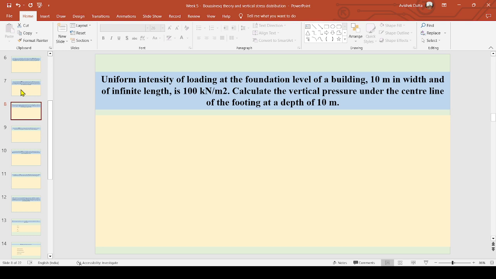Here we have a footing, foundation level of a building, which is 10 meters in width, and we are going to consider infinite length of this footing. And on top of it, there is a uniform intensity of loading of the magnitude of 100 kilonewton per meter square. We have to calculate the vertical pressure under the center line of the footing at a depth of 10 meters in the ground.